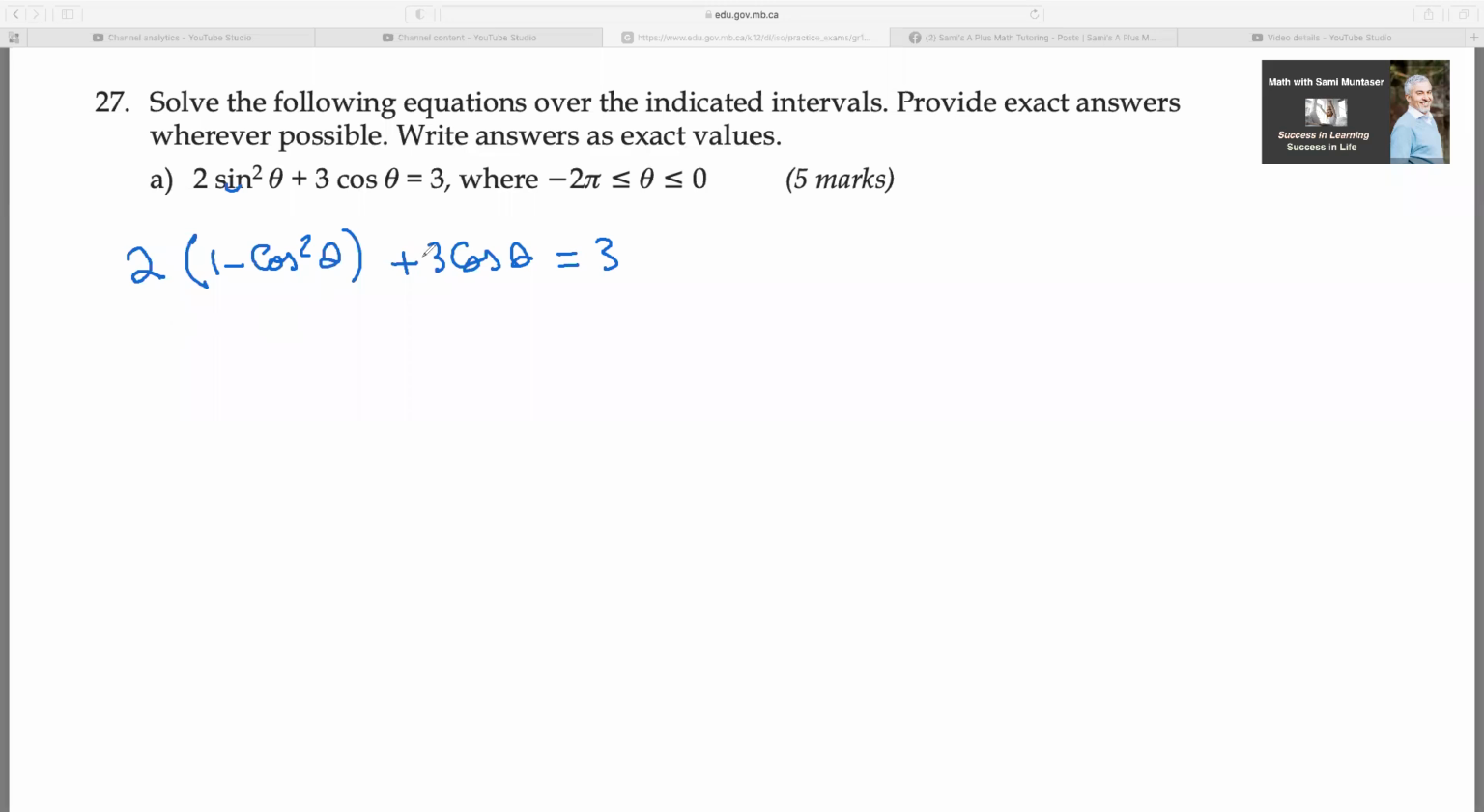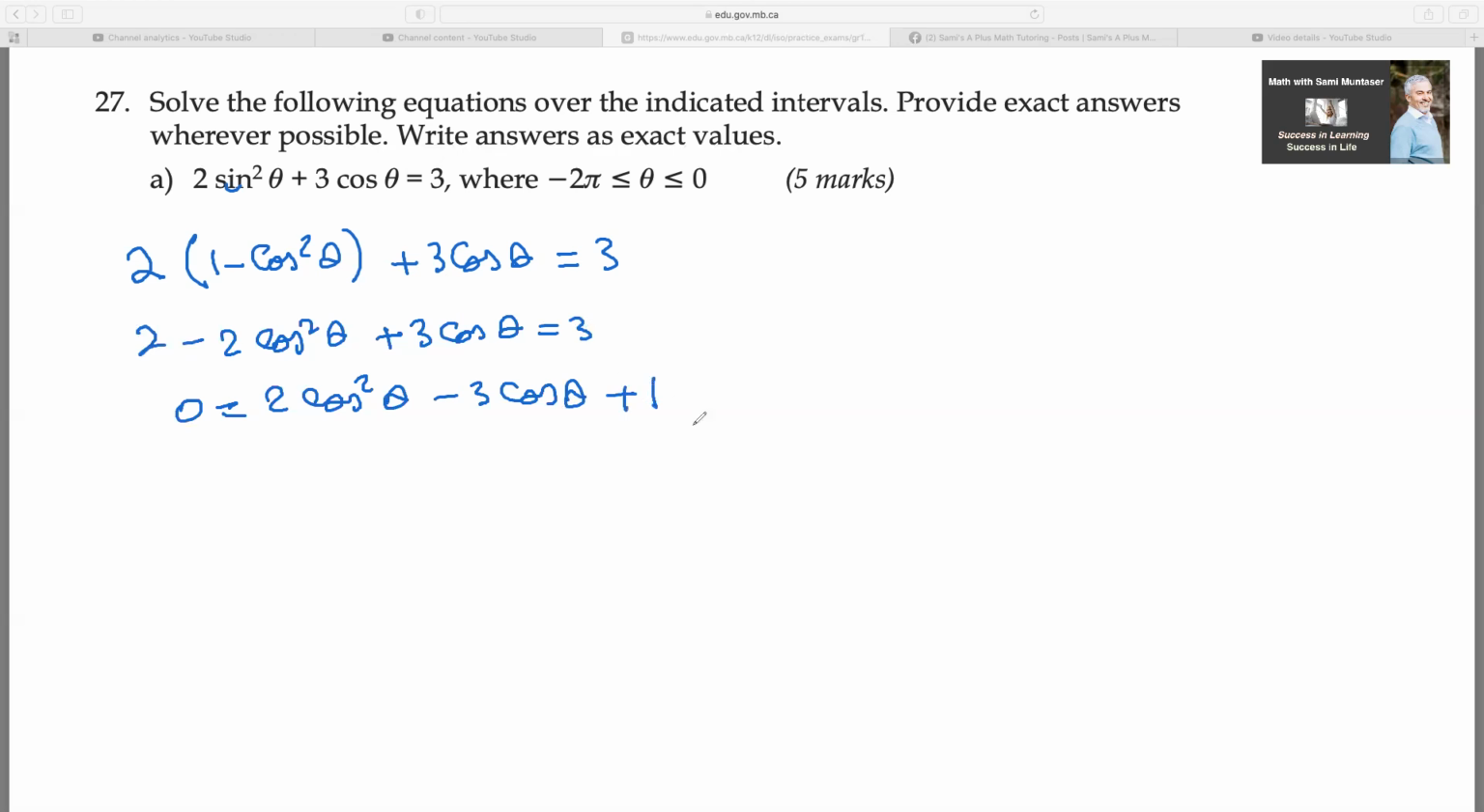So from here, we're going to distribute the 2, so we get 2 minus 2 cos squared theta plus 3 cos theta equals 3. I'm going to move everything to the right side to get rid of the negative in front of the cos squared. So now I'm going to have 0 equals 2 cos squared theta minus 3 cos theta, plus 1. Because when you move this 2 to the other side, it becomes minus 2. 3 minus 2 is 1. Now, we're going to factor this.